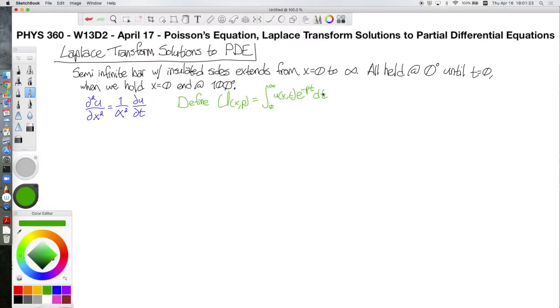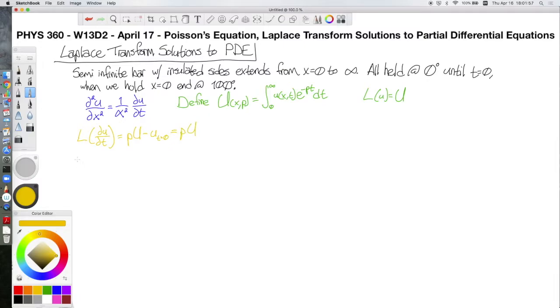So this is our standard definition of a Laplace transform. In other words, we could say that the Laplace transform of little u equals big U. So this means the Laplace transform of the partial of u with respect to t is going to be equal to p times big U minus the value of u at t equals 0.